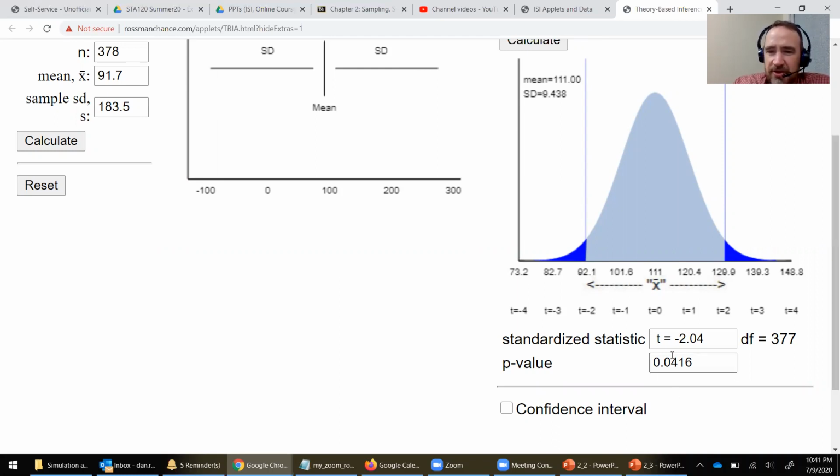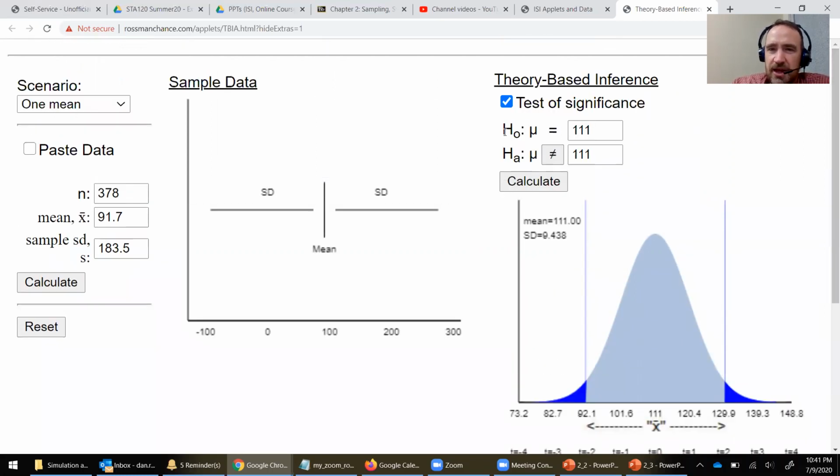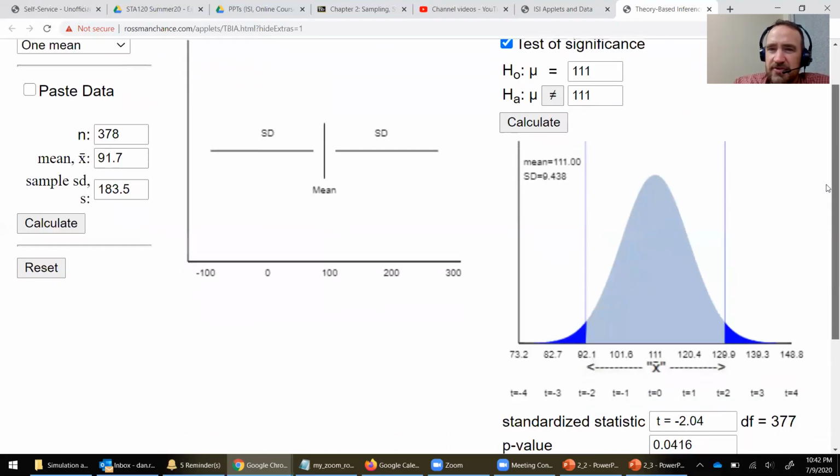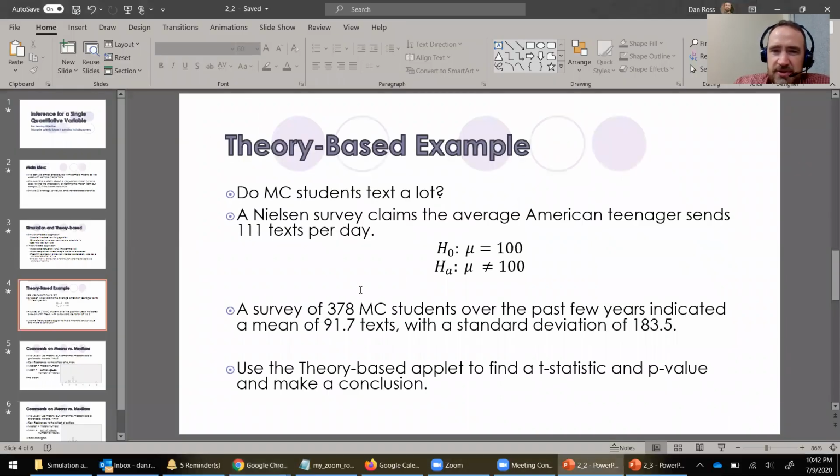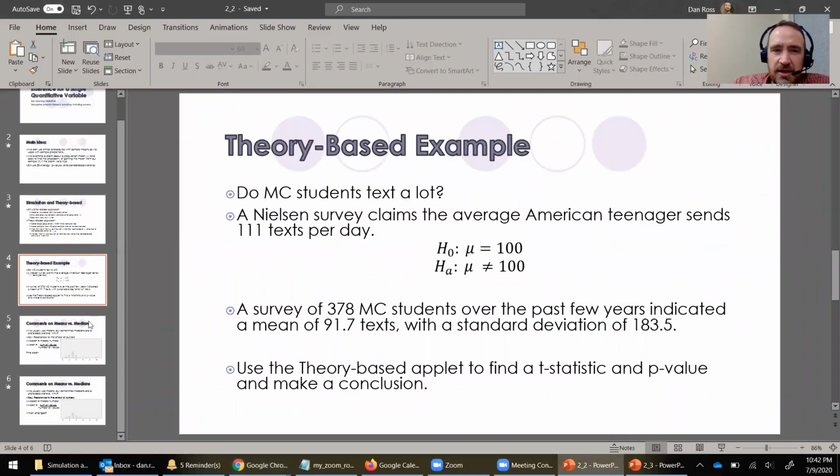Does that line up with the p-value? The p-value is below 0.05. Once again, strong evidence against the null. So both of those agree. We have strong evidence against the null hypothesis. The null claim was that Maryville College students text on average 111 texts per day. We are finding a statistically significantly lower amount of texting going on, somewhere much more around 90. 91.7 was our average.